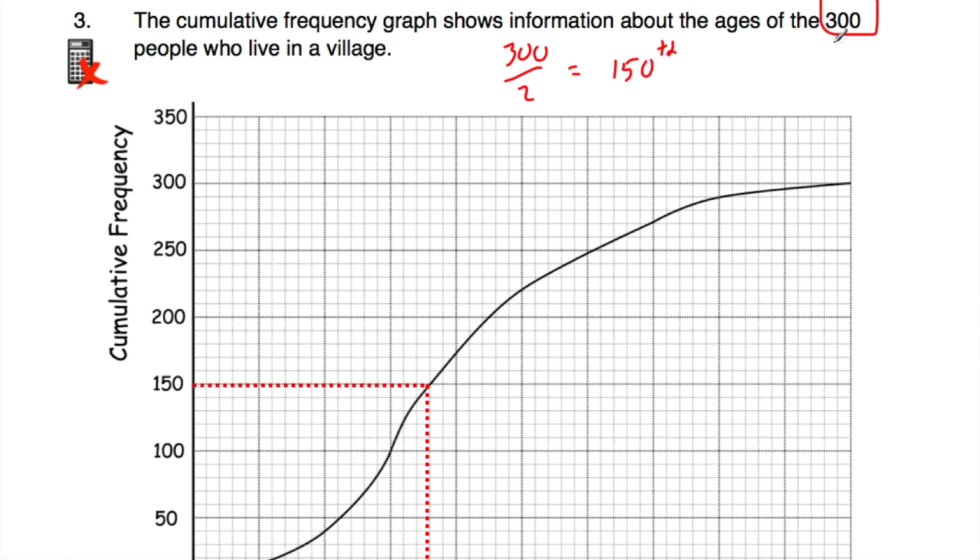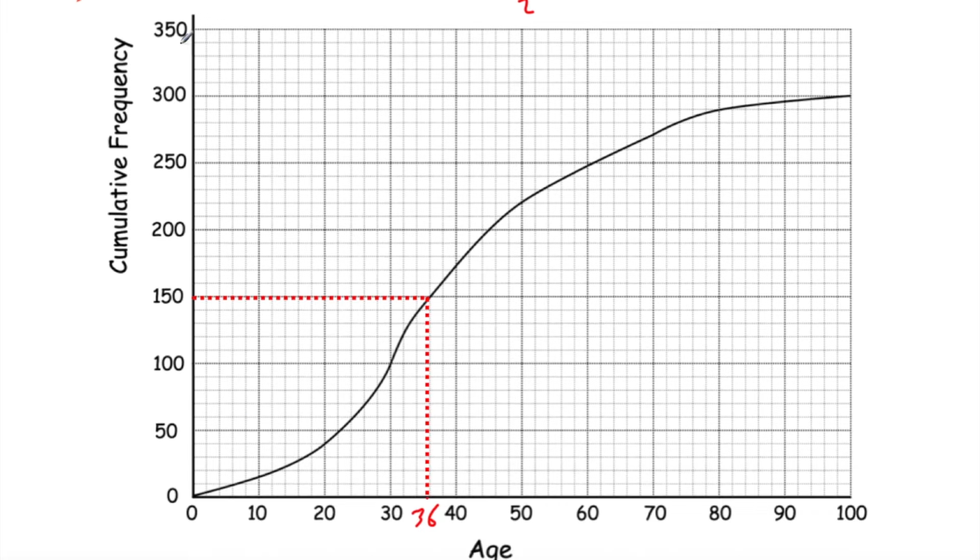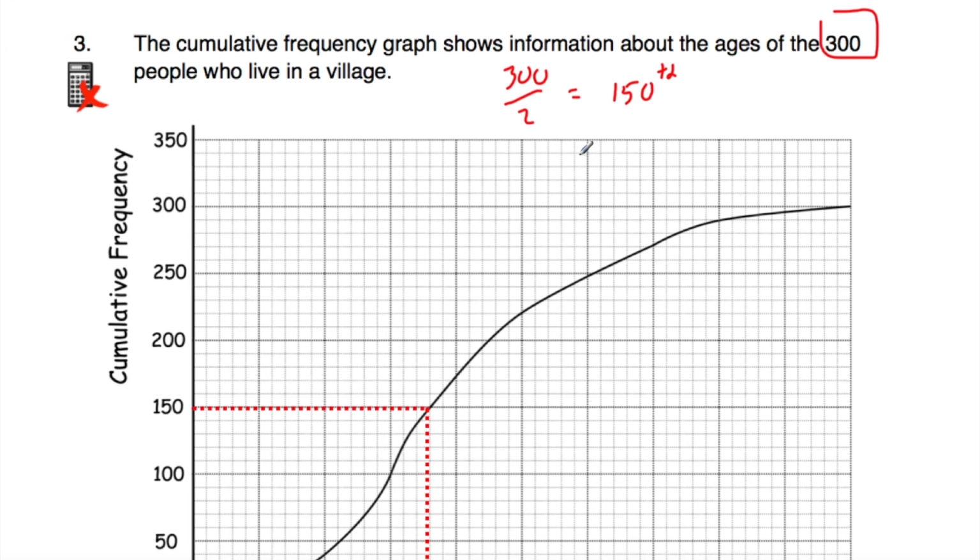And that's it. So in terms of that question, what we did was we took the total number of people that lived in the village, which was 300. We halved it, which is 150. So we just went to our vertical axis, our cumulative frequency. We went to 150 and drew a cross and down. And we just read off that age. And that's our estimate for the median. Okay, so that's how we would approach that question.